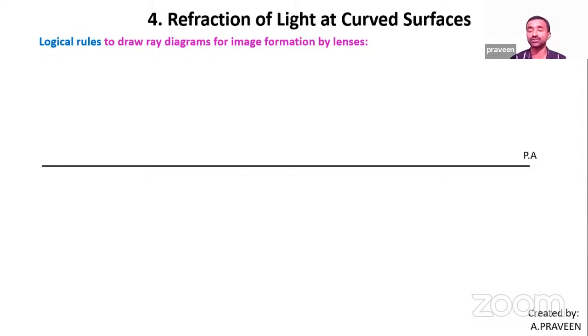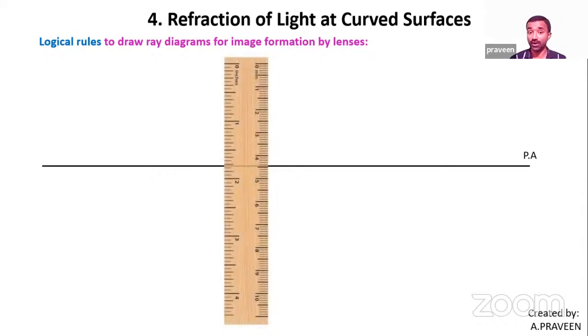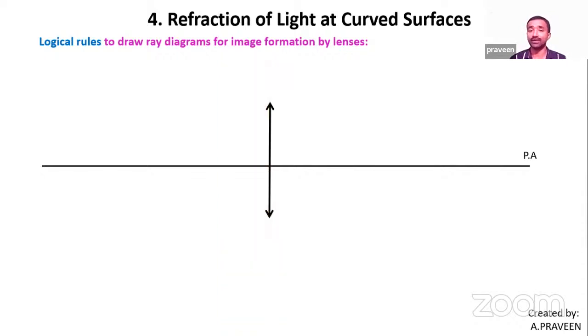Then place your lens. At the midpoint, draw a lens. Suppose here I am drawing a convex lens. Then name it as pole. The logic here is that the points located from the pole, pole to the focus, focus to the center, sorry, pole to the center, are logically at equal distances.